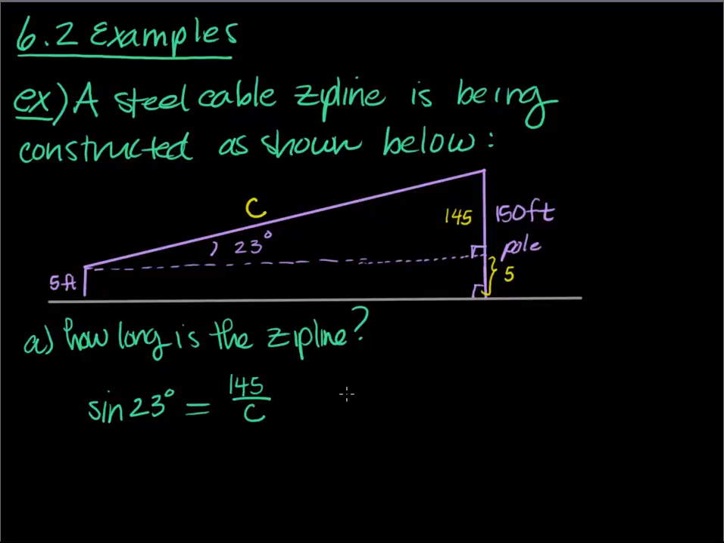So what I'm going to do to solve this is multiply both sides by C, okay, to get rid of the fraction, and then I'm going to divide both sides by the sine of 23.